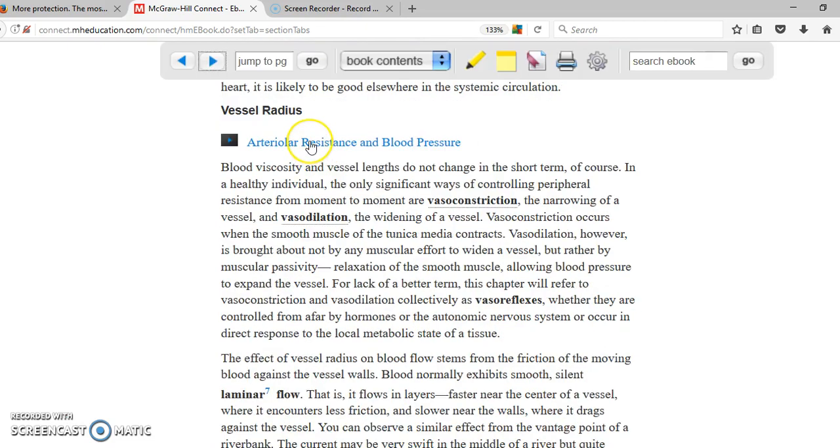Next one, blood vessel radius. The smaller the blood vessel, the more resistance you have. The larger the blood vessel, the less resistance you're going to have. That's just common sense.